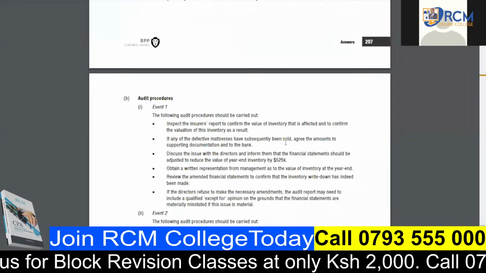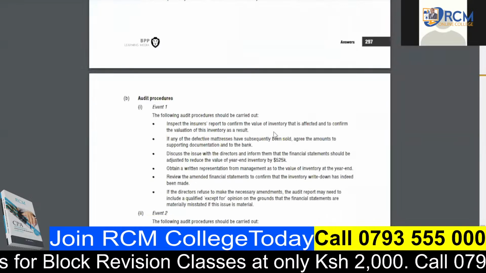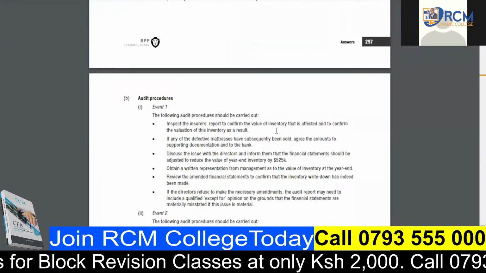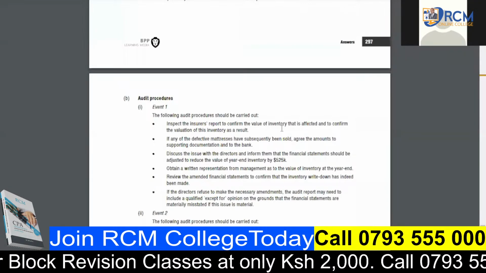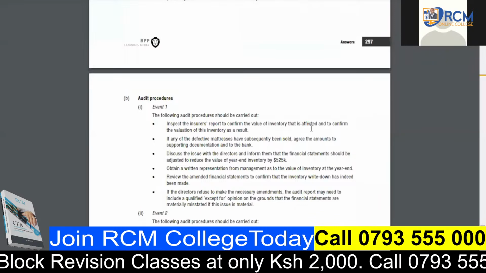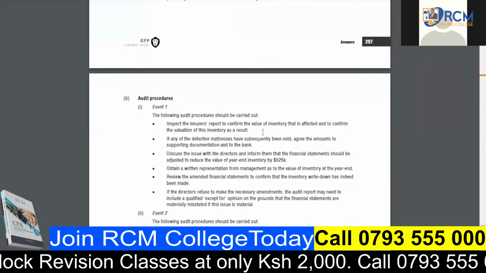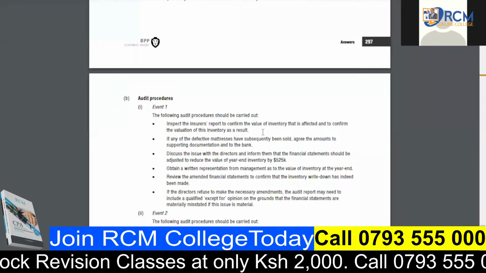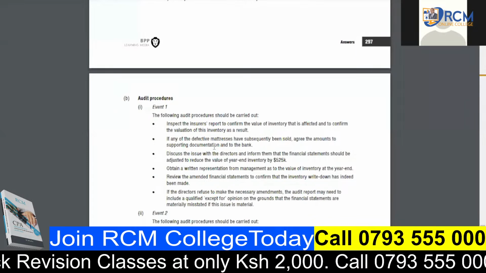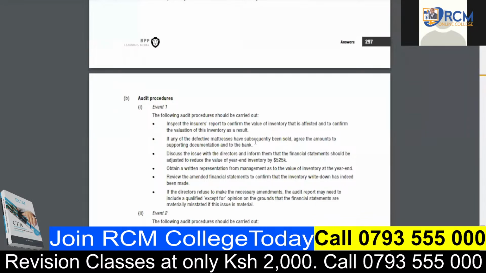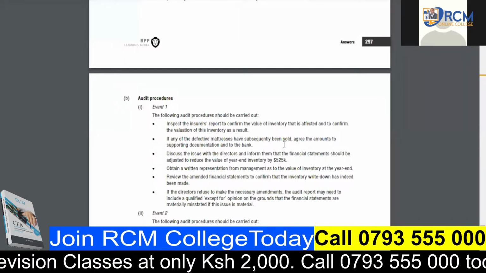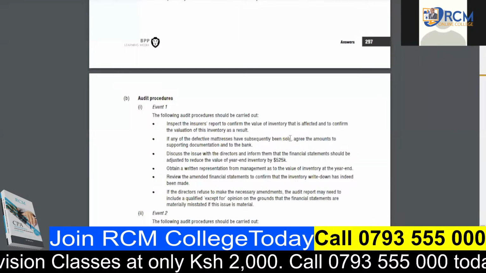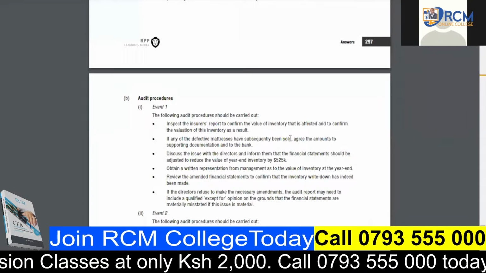So event number 1, the following audit procedures should be carried out. Inspect the insurer's report to confirm the value of the inventory that is affected and to confirm the valuation of this inventory as a result of the mattresses. If any of the defective mattresses have subsequently been sold, agree the amount to the supporting documentation and to the bank.